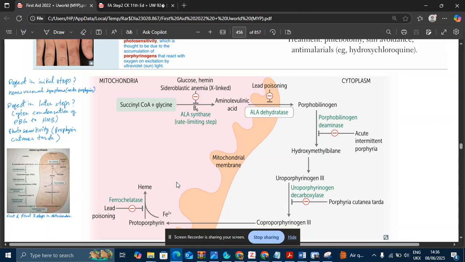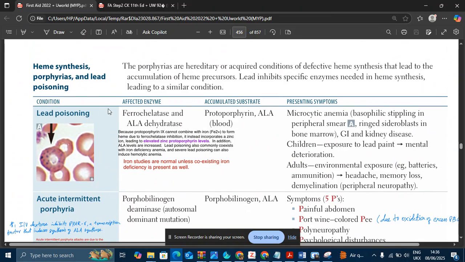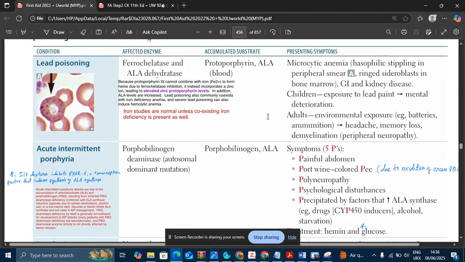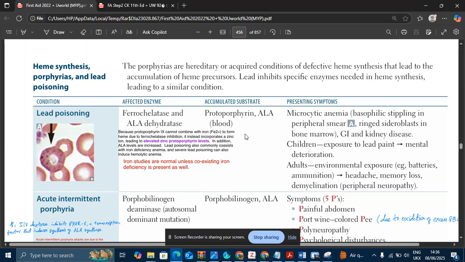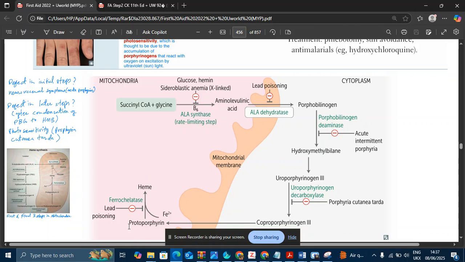Okay. So when ALA dehydratase and ferrochelatase, these both enzymes, are defective in heme synthesis in lead poisoning, we will see elevated level of aminolevulinic acid and protoporphyrin. Okay, look here. So affected enzymes in lead poisoning are ferrochelatase and ALA dehydratase. So what substrate will be accumulated? Protoporphyrin and ALA in the blood. There will be elevated level of protoporphyrin and ALA in the blood.